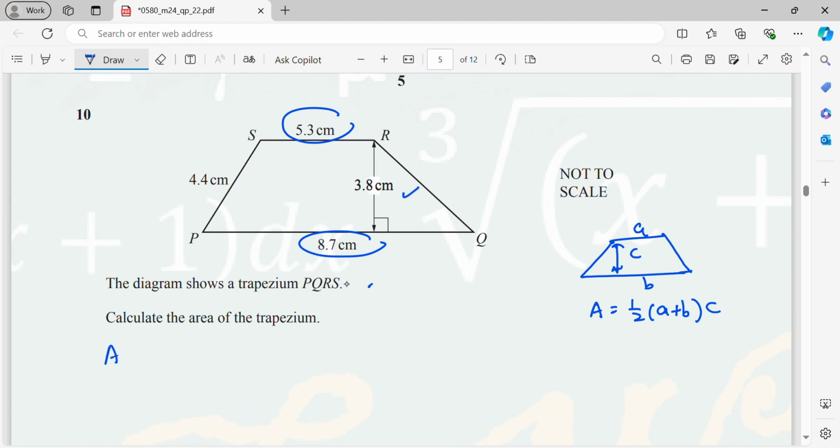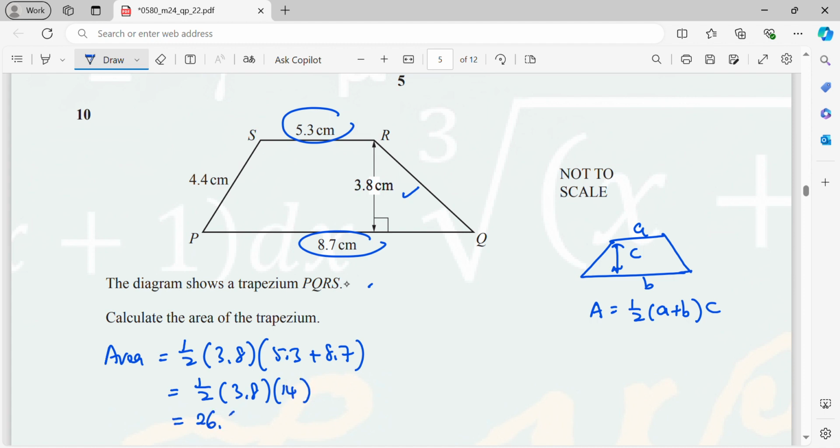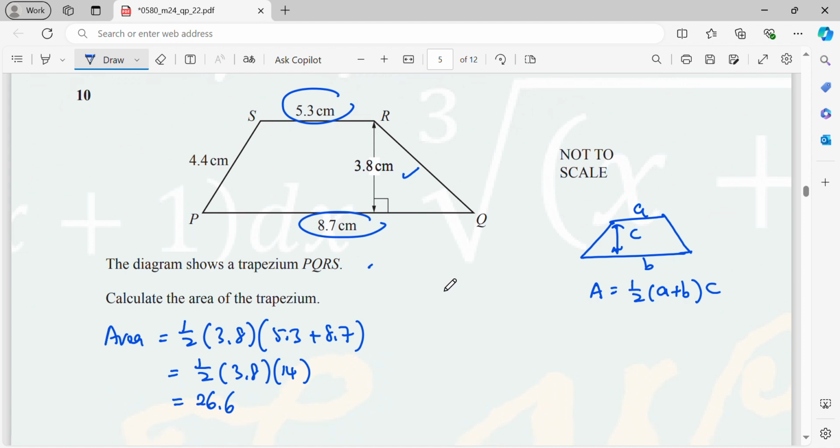So from here, I will just write area equals half of 3.8 times the sum of the two parallel sides. Therefore, this is going to be half times 3.8 times, 5.3 plus 8.7 is basically 14. Then at last, you will get 26.6. This is the area of the trapezium.